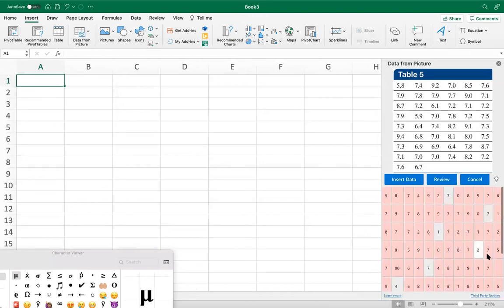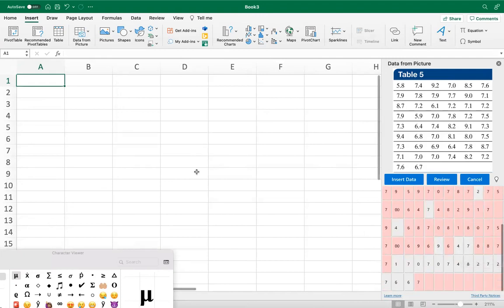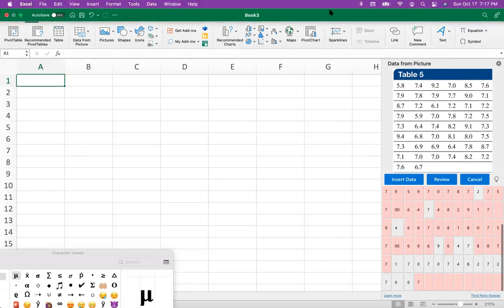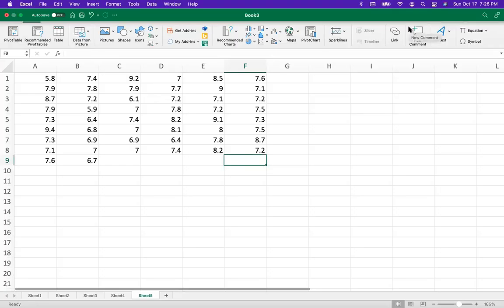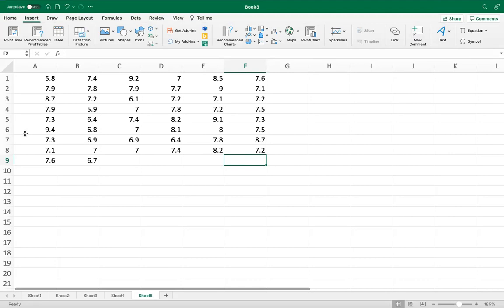And this is all very wrong, so I'll fix this off camera just so you guys aren't watching me fix it. Okay, so that wasn't any prettier. I actually had to go back and enter everything all on my own. So the data from the picture doesn't always work, so we just have to work with it.